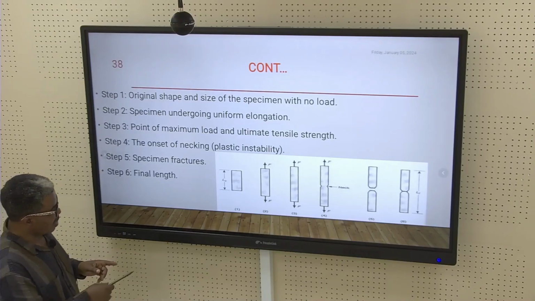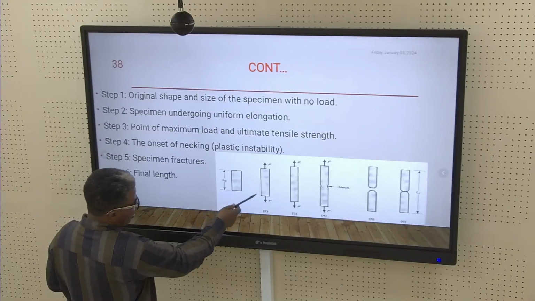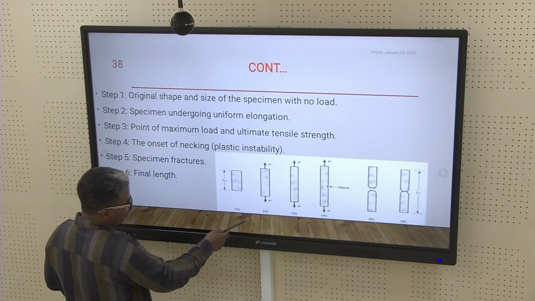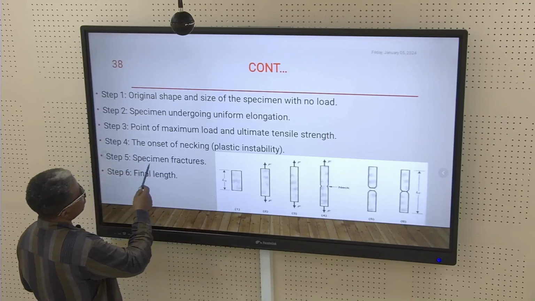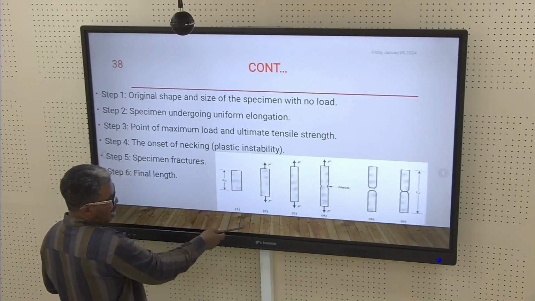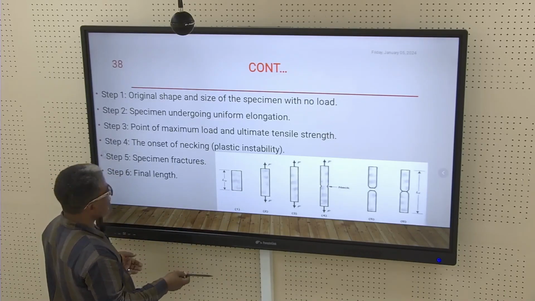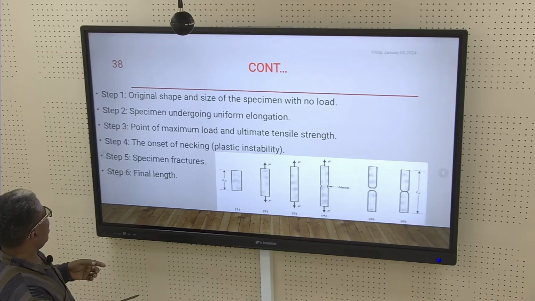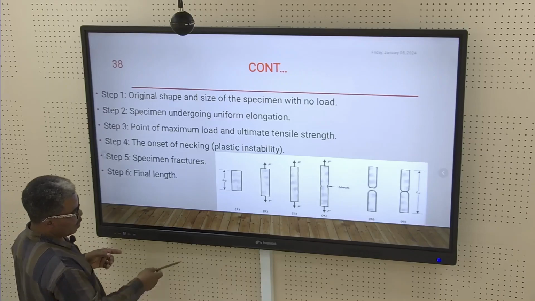You can see here the original length. You can see now the FF. It indicates that in step 2, the specimen undergoes uniform elongation. The entire body has been increased equally. Point of maximum load and ultimate tensile strength as well for step 3.